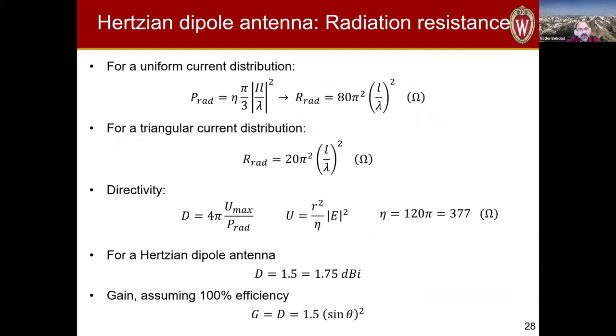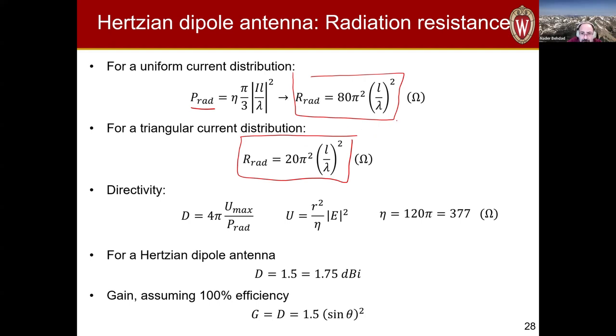For these antennas, we can calculate the total power radiated by the antenna and the radiation resistance, and these radiation resistance values have closed form formulas. For example, for the dipole with a uniform current distribution, the radiation resistance is 80 pi squared times (L over lambda) to the power of 2. And if you have a triangular current distribution, then the radiation resistance is 20 pi squared times (L over lambda) to the power of 2. It's basically 1/4 of that.